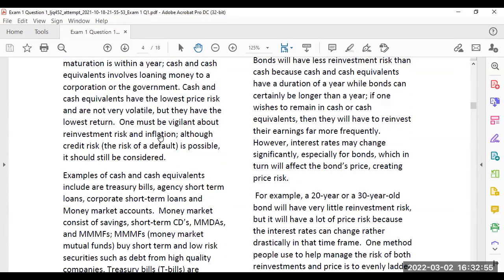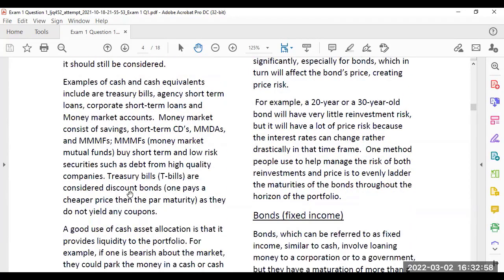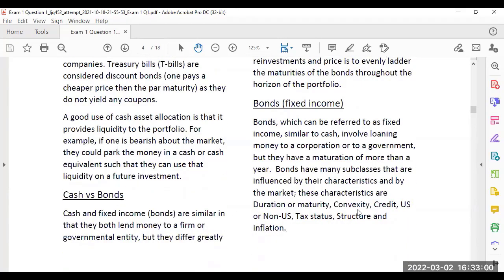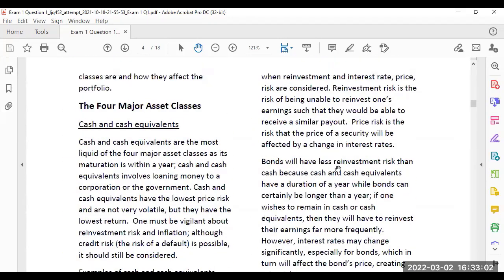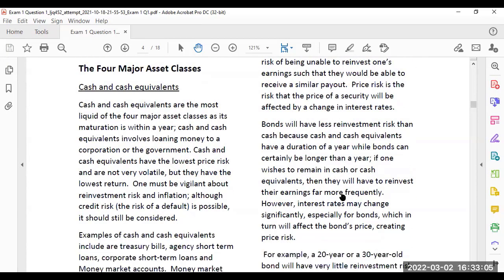He's got the reinvestment risk in there. He's got the price risk in there. He's got examples. Cash versus bonds. He talks about it again. Bonds will have less reinvestment risk than cash.